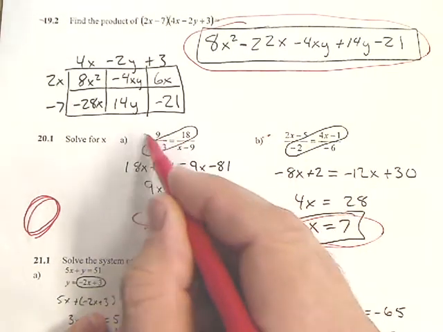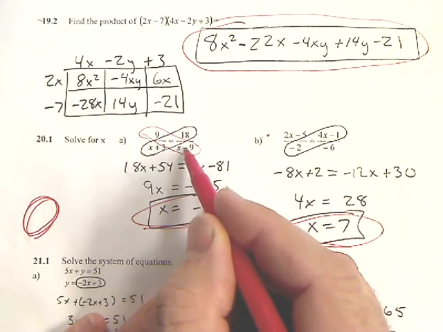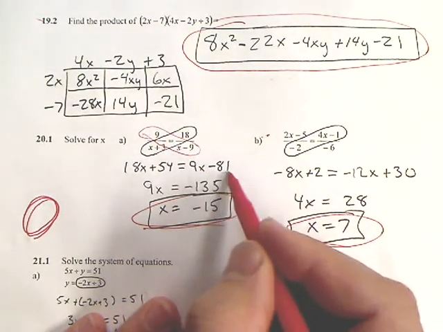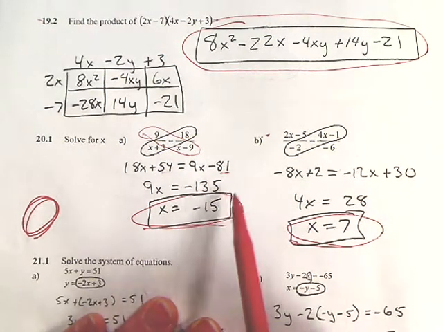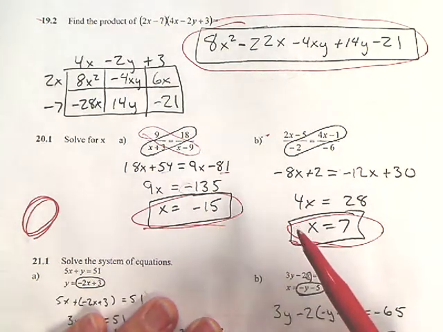Little cross multiplication, butterfly. 9 times x minus 9, so don't forget to distribute. Once again, most people did very well on this. The only time they missed it is they lose their negatives. Quit losing your negatives.